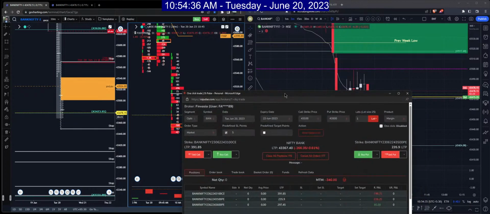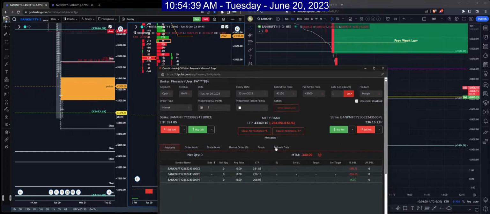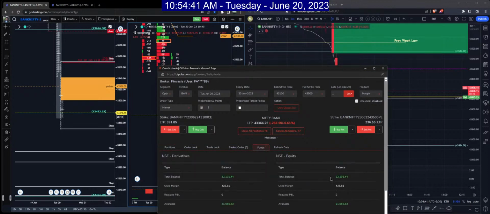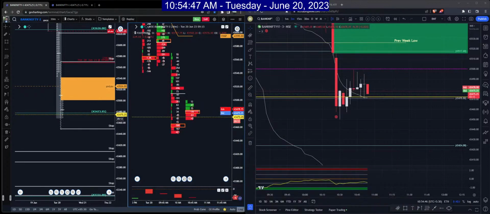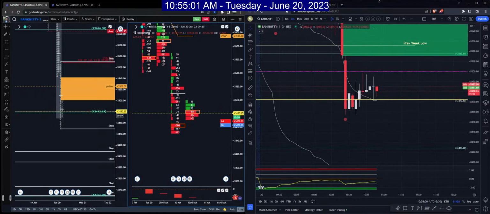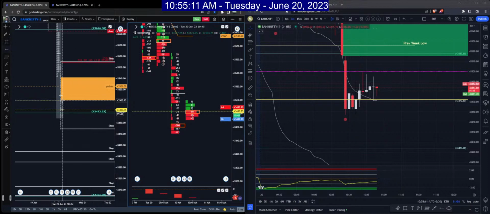So overall, I'm still in loss. I'm in like more than 1% loss. This is the funds which I have available. Okay, so there is a buyer at this level. There is a bid coming in. We have a single print here. We have a stop level here.